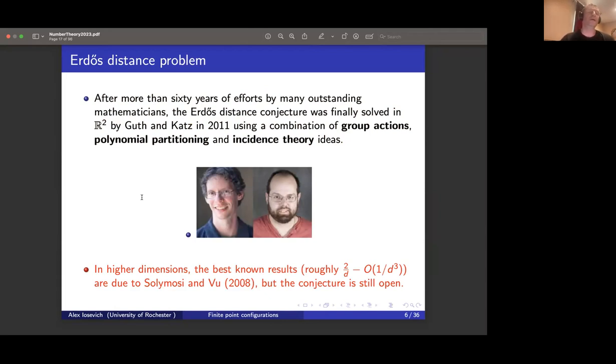Let me stress that while the two-dimensional conjecture is essentially solved, the bound that Guth and Katz obtained is n over log n, whereas the sharpness example coming from the lattice is n divided by square root of log n. So what this means is that we are not yet anywhere near proving that the lattice example is in any way critical. And this, of course, would be an interesting barrier to breach someday.